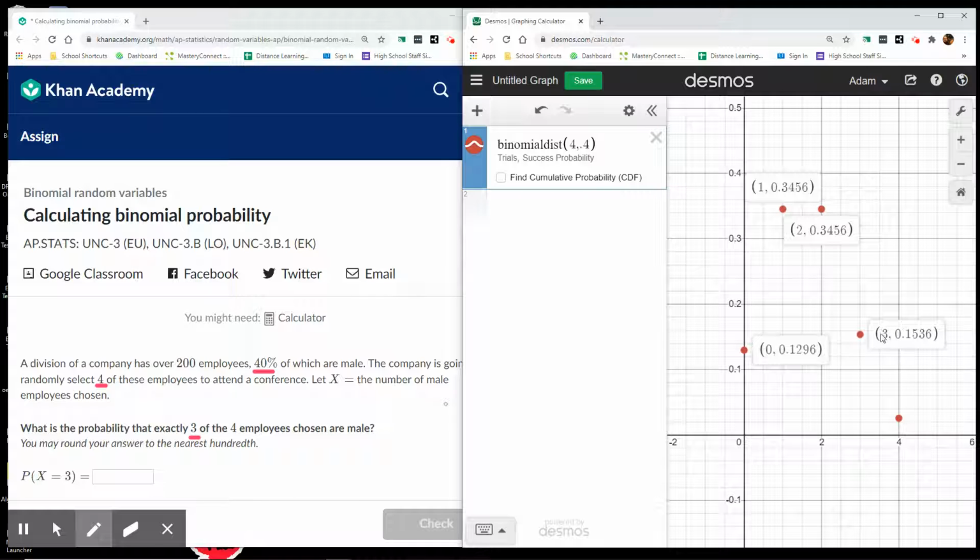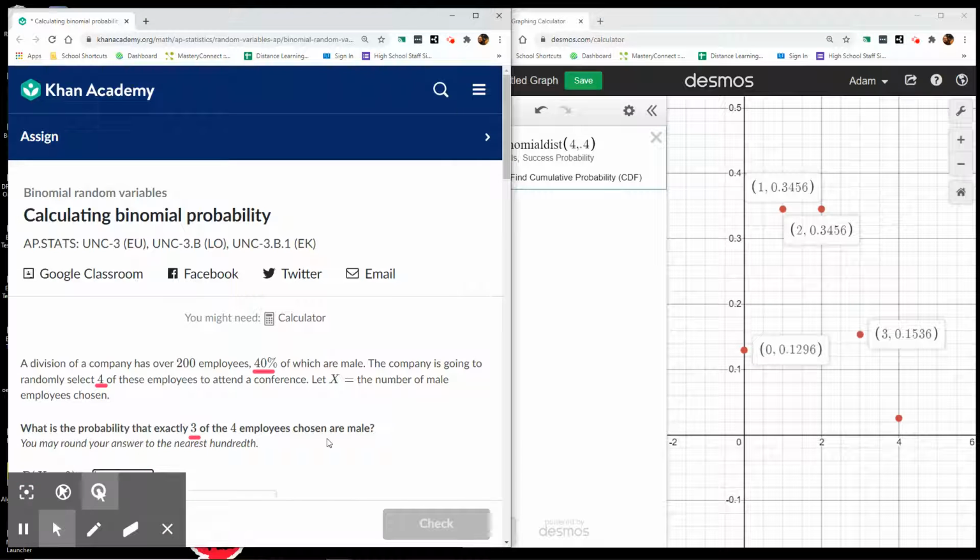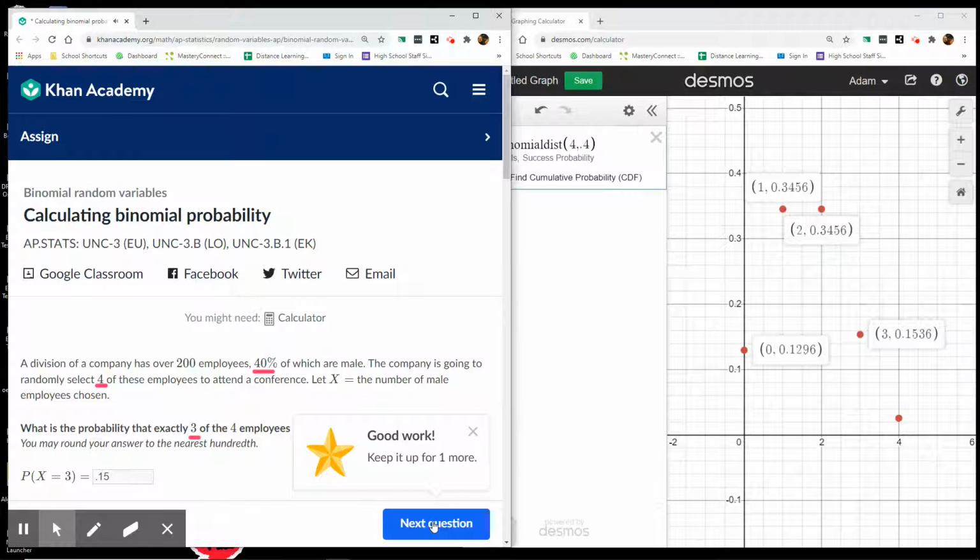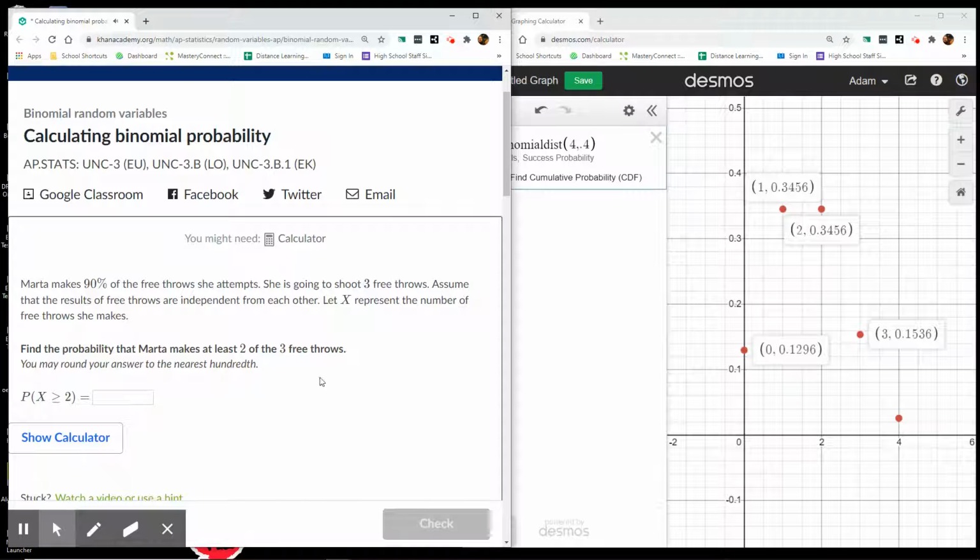So three successes, that probability is 0.153. Okay, so just over 15%. It wants us to round it to the nearest hundredth. So I will input 0.15, because that's rounding it, and I'm right. Okay, so that is if it is exactly a value.